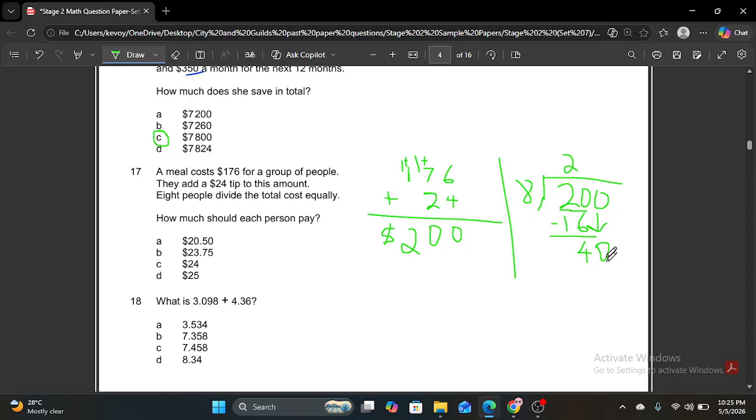After you bring down, you go back to divide, so you're gonna repeat. So 8 divided by 40 is just 5. 5 times 8 is 40, and you'll be left with nothing. So the answer is, if there are 8 persons paying equally, they'll just be paying $25.